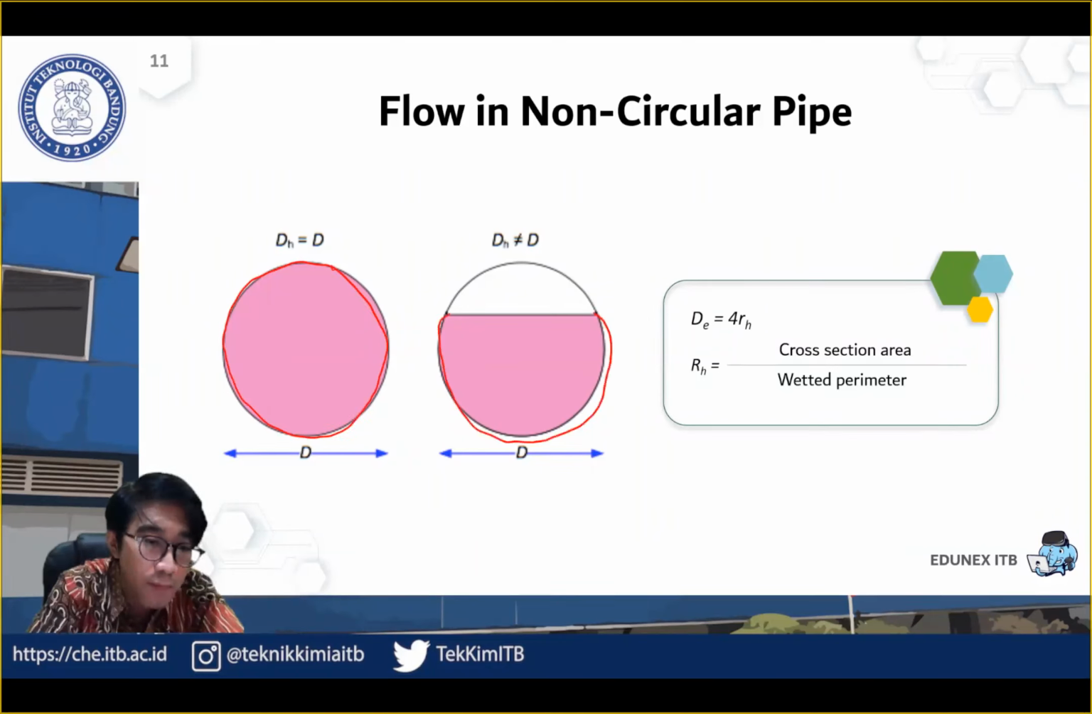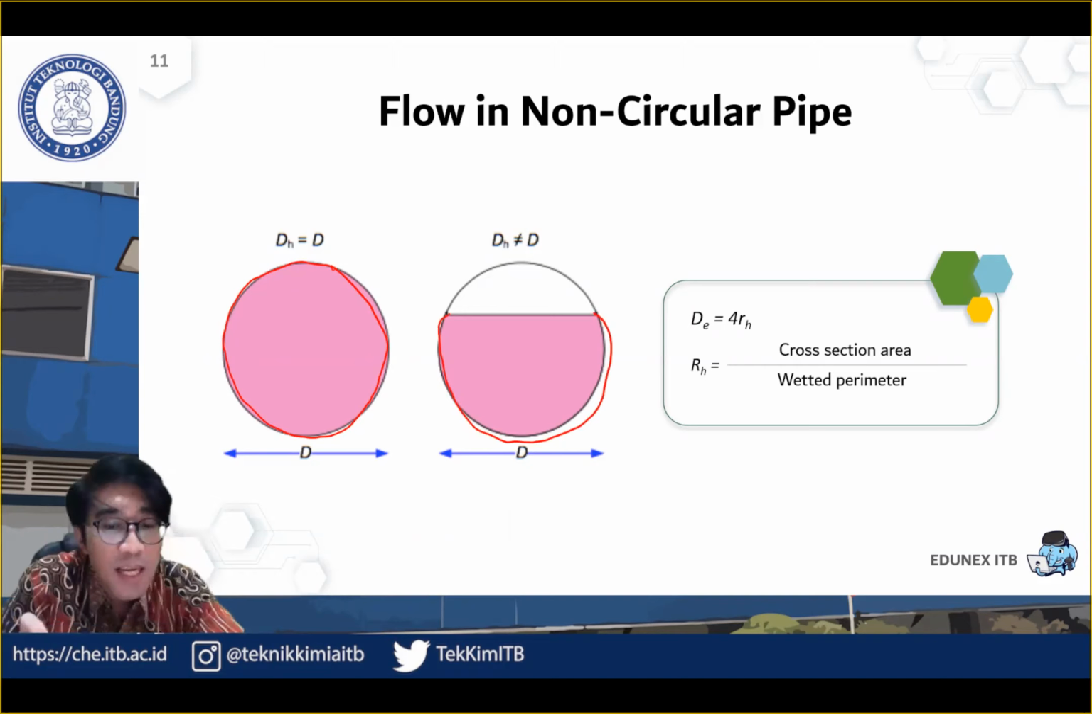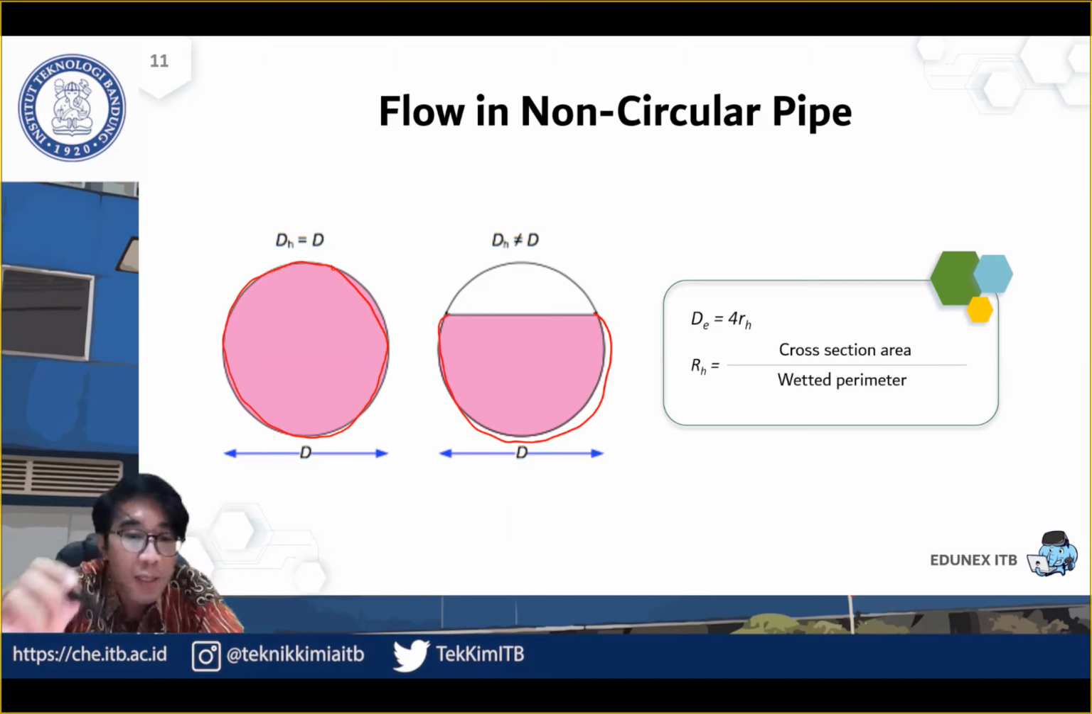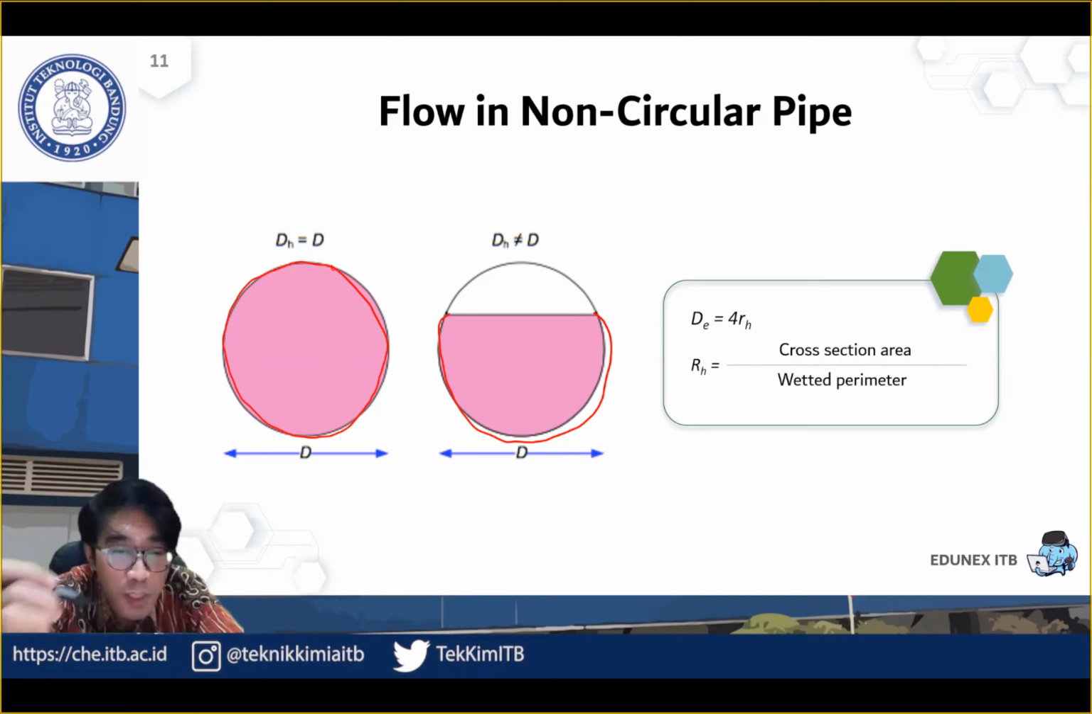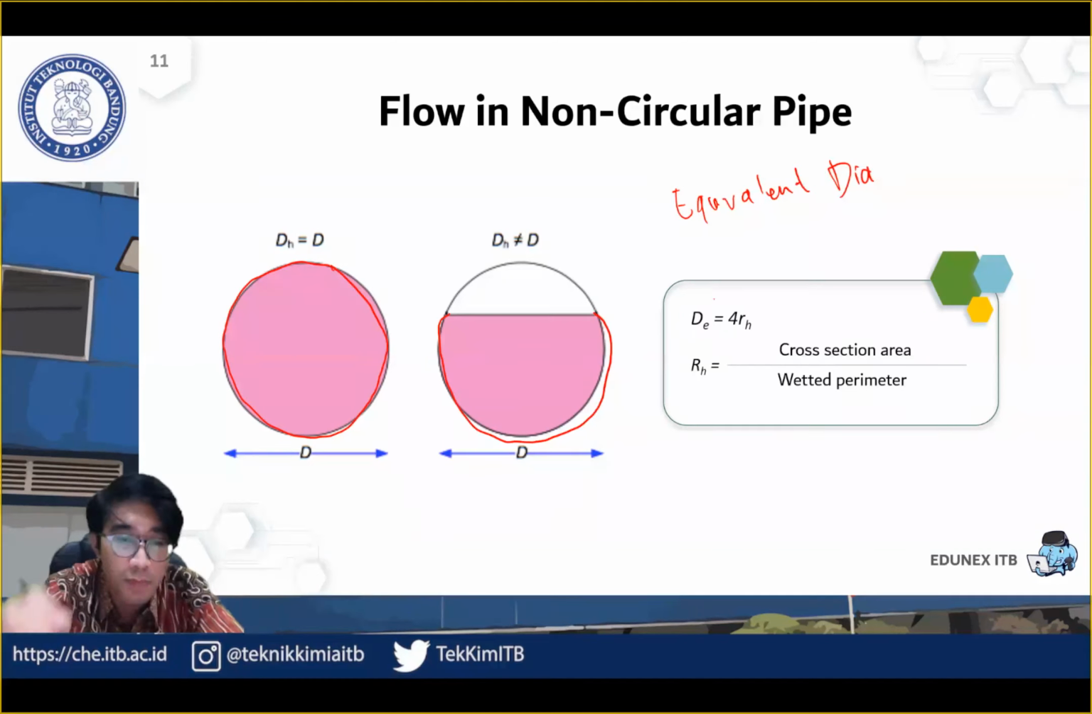And how to calculate diameter? Diameter is basically, this is the perimeter, ya. Keliling tadi itu adalah perimeter. Bagaimana dengan diameter? For the diameter, we calculate what we call equivalent diameter. This is the equivalent diameter, where the value is 4 times the hydraulic radius.